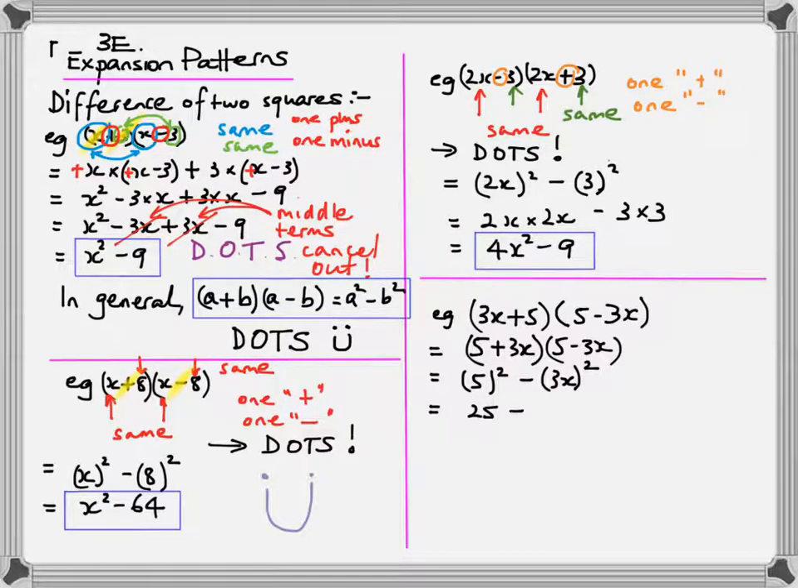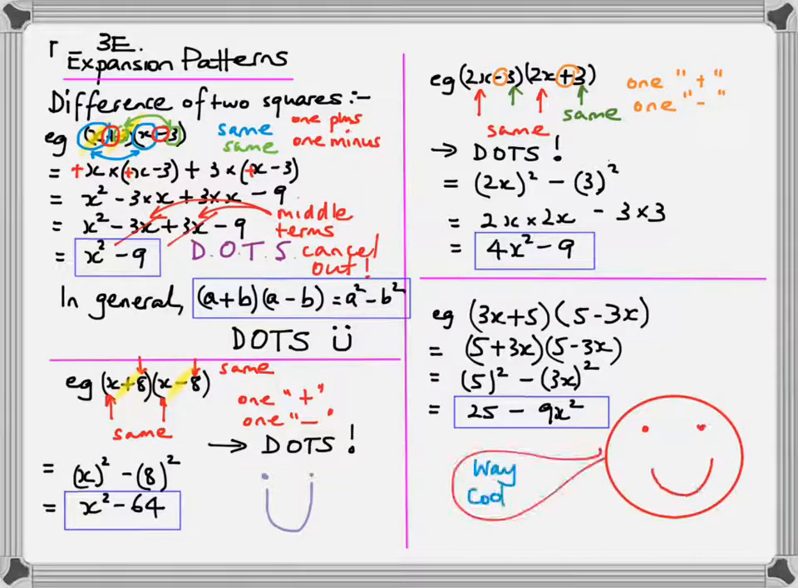Yes, that's going to be 25 minus 9x squared. That's very good. Oh, Smiley says it's way cool. And it is way cool. Definitely way cool. Okay, so that's the difference of 2 squares thing.